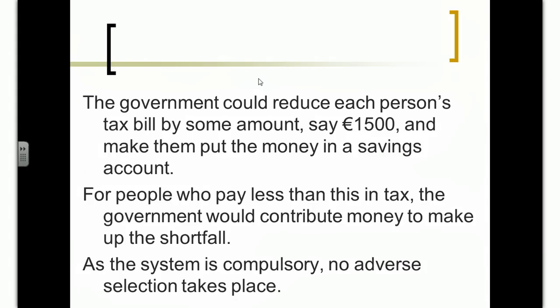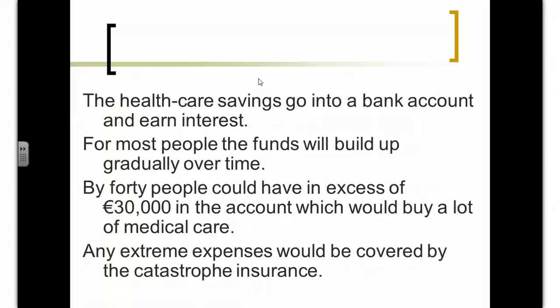So for people who pay less than this in tax, the government will contribute the money to make up the shortfall, much like they do at the moment. So as the system is compulsory, no adverse selection takes place. You don't have people choosing to contribute as soon as they think they're going to have healthcare needs. You have to start contributing right from the very off. So the healthcare savings go into a bank account and earn interest. So we'll find a safe bank somewhere with a rate of return, and the healthcare savings accumulate interest.